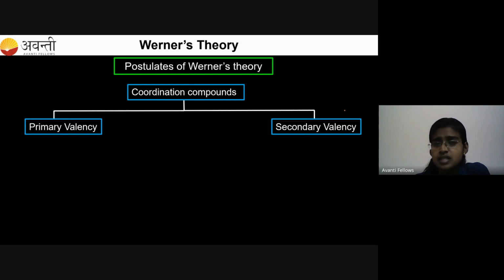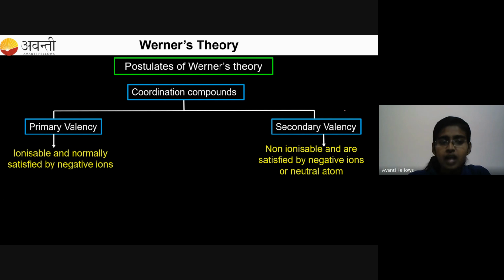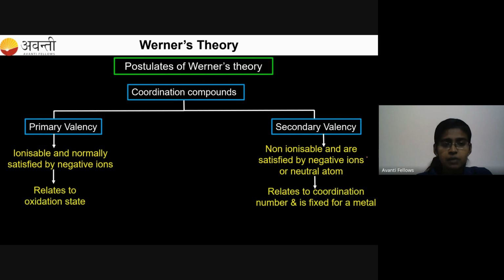He says that coordination compounds consist of two different types of valency: primary valency and secondary valency. Primary valencies are ionizable, whereas secondary valencies are non-ionizable. Primary valencies are satisfied by negative ions, and secondary valencies are satisfied by negative ions or neutral atoms. Primary valency is nothing but the oxidation state, and secondary valency is nothing but the coordination number, and that particular coordination number is fixed for a particular system.